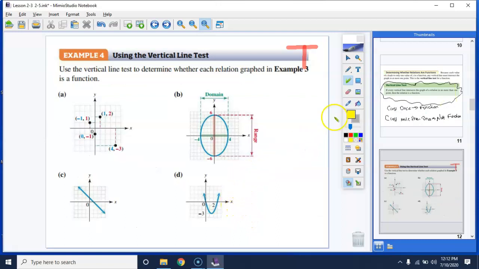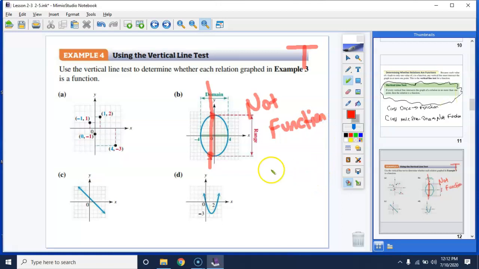In this case, let's say I have a vertical line, something like this. Let me make it. Here we are. I got this vertical line. How many times does it cross my graph? Once over here, once over here. More than once. So we should say not a function.